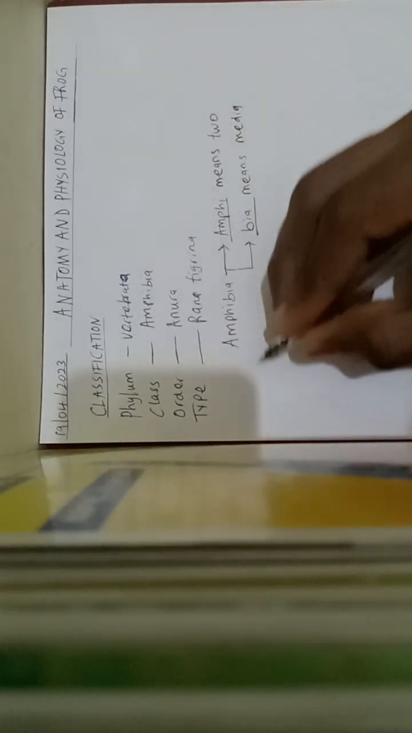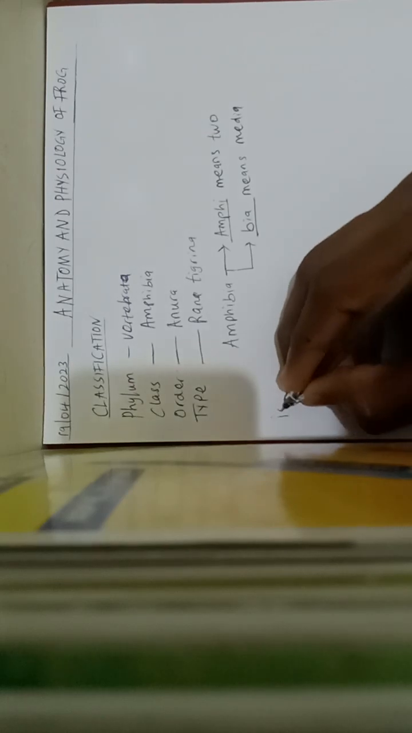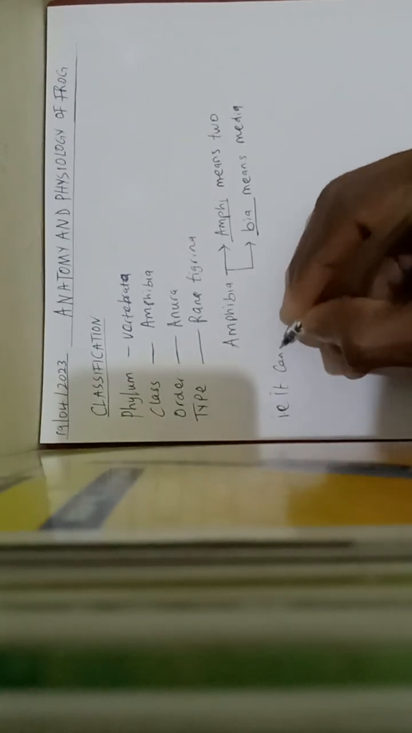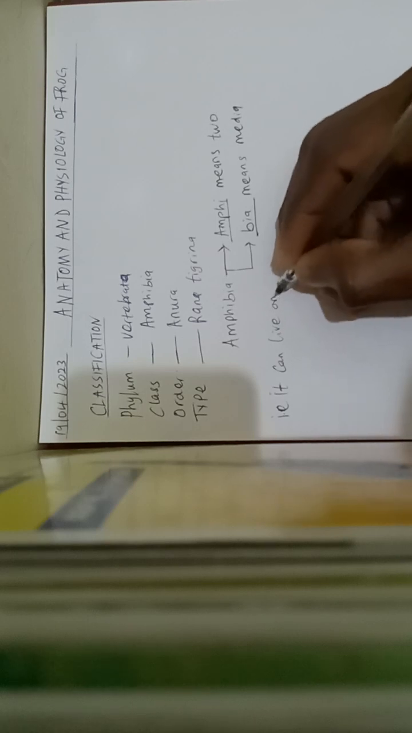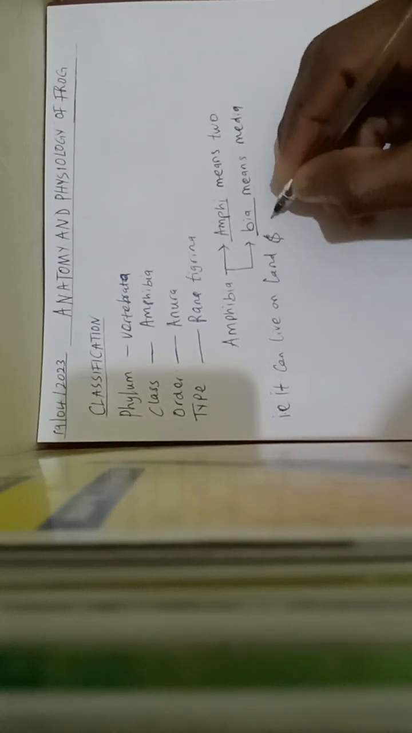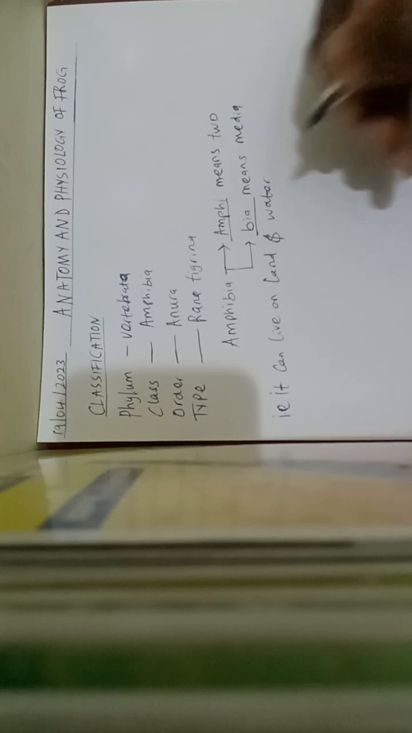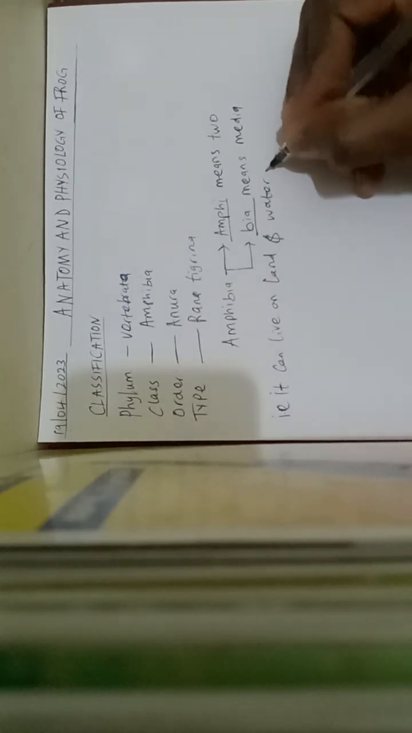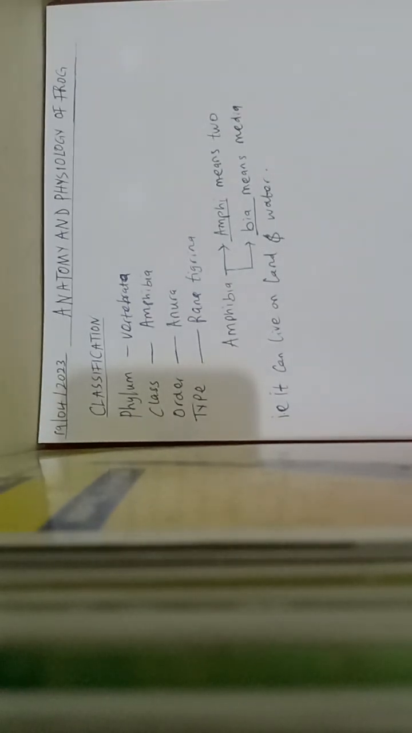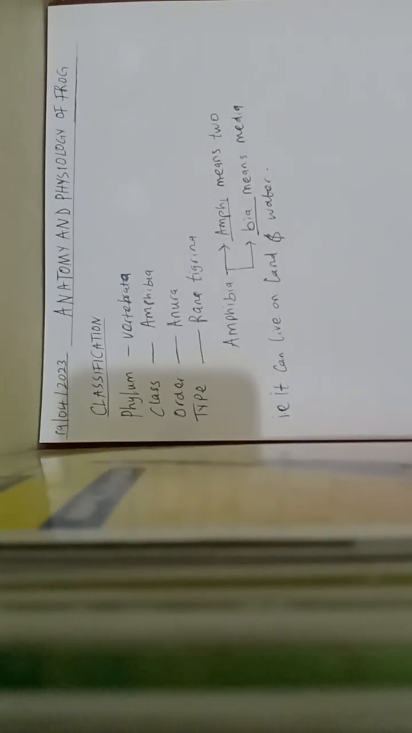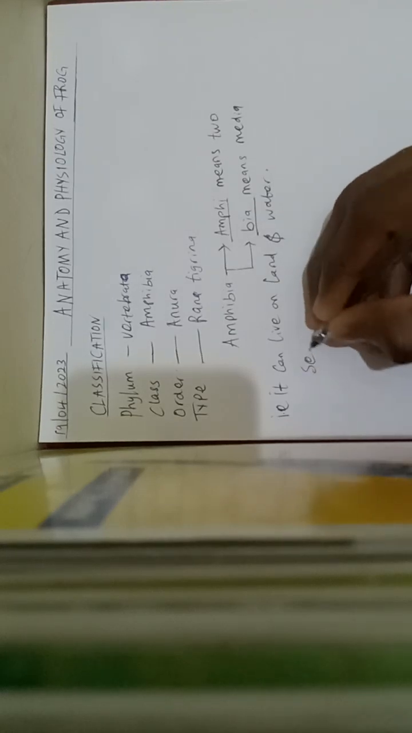So, let's say that it can live on land and water. I hope you understand that concept, guys. Very good. Now let's look at how amphibians are able to tolerate various seasons. I hope you understand that concept, guys. Very good. So I will write seasons right here.